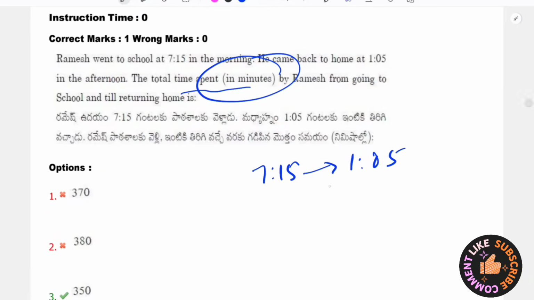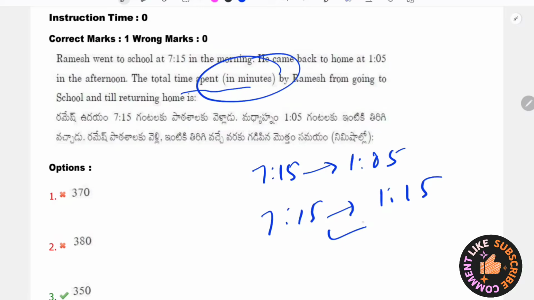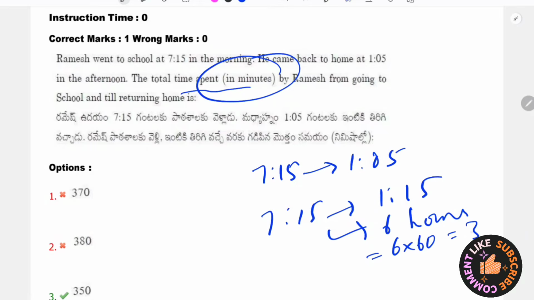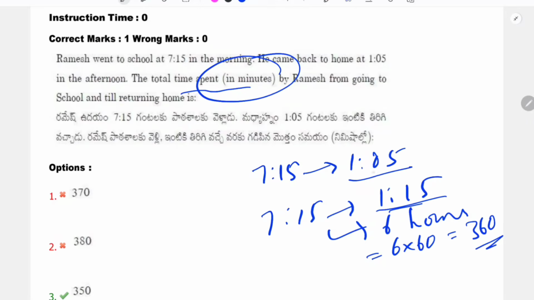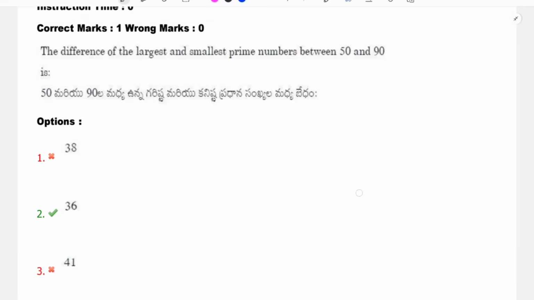So 7:15 to 1:15, if you take, how many hours is it? 6 hours, right? 6 hours means how many minutes? 6 into 60. 1 hour has 60 minutes. So 360 minutes. Out of 360, here it is not 1:15 but 1:05, so 10 minutes you have to reduce. So 350 minutes is the correct answer. Clear? 6 hours, 360 minutes, 10 minutes less. So 350. That's all.